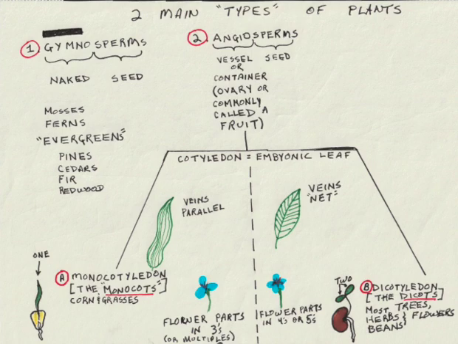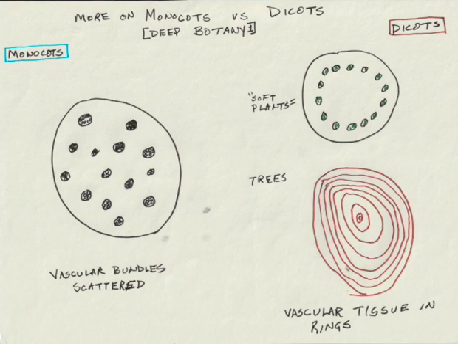Again, it would be my suggestion as you watch this video to go back and pause it and literally pay close attention to each of these slides and these differences we're making in these two types of plants. So we have monocots and dicots, which are the two types of angiosperms. Let's look a little deeper into monocots and dicots.